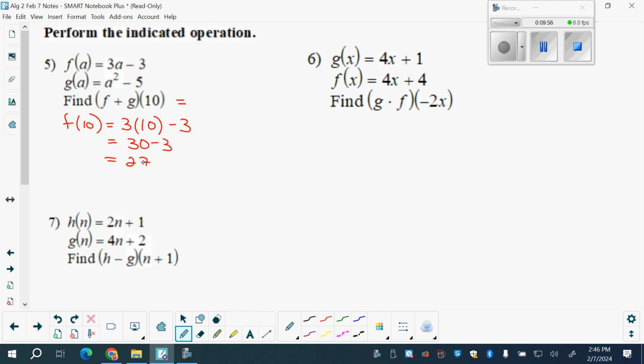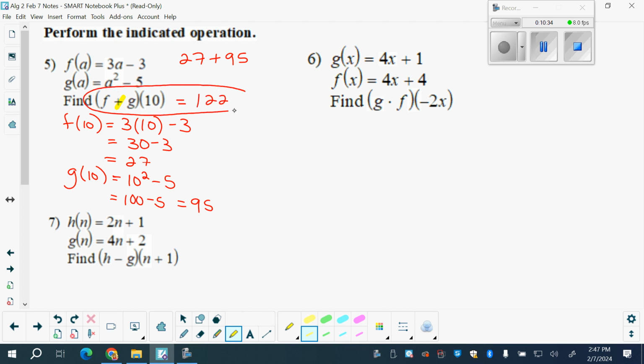And then we're going to find our g of 10, which would be 10 squared minus 5. And what does that give us when we simplify? Yeah, good. So now our problem is an addition here. So we're going to take the 27 plus 95 because it says addition here. And 122, can I get somebody to check my mental math? That's correct? Okay, thank you.